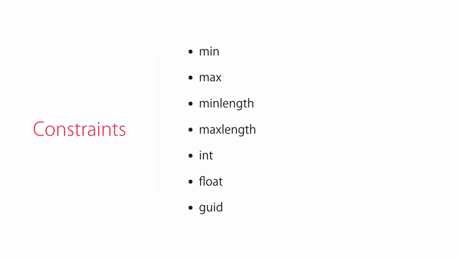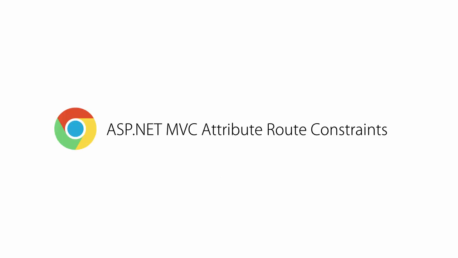We also have a bunch of other constraints like min, max, minlength and maxlength for strings, int, float, GUID, and so on. You don't have to memorize any of these constraints. Just be aware that they're supported by the framework. If you need to apply constraints to your attribute routes, just Google ASP.NET MVC attribute route constraints.